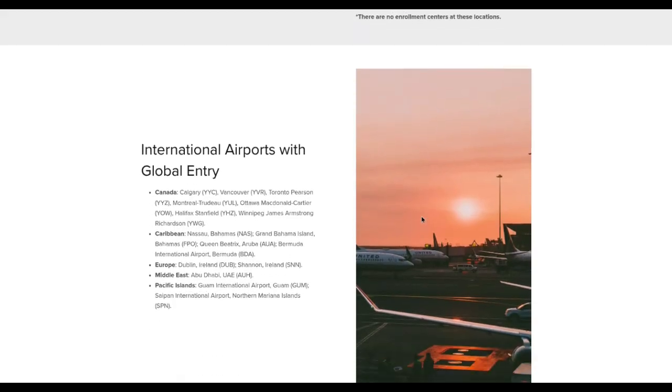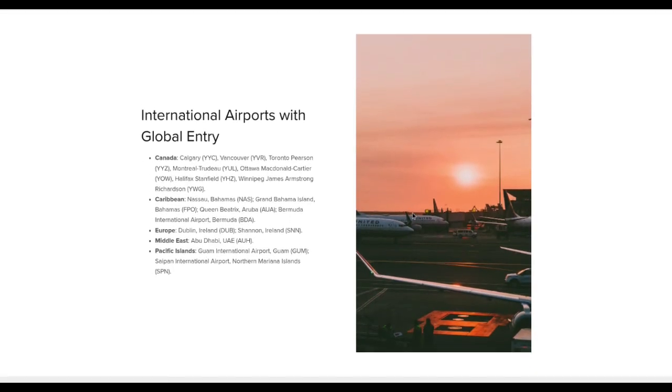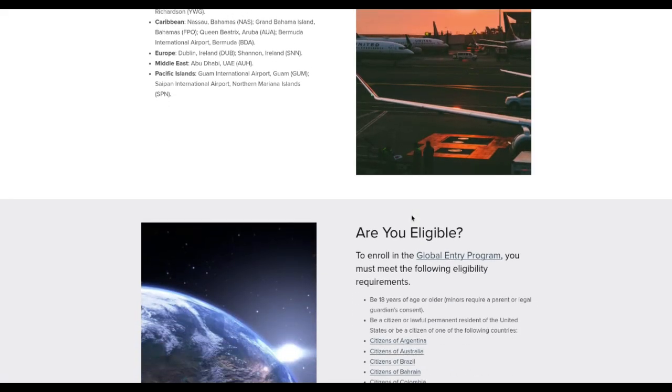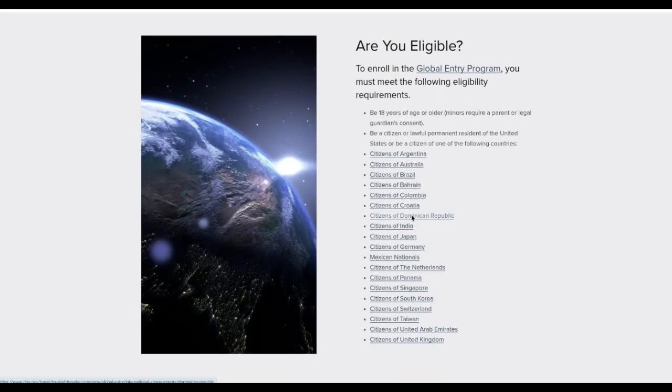Next section is the international airports with Global Entry, and this includes Canada, the Caribbean, Europe, Middle East, and Pacific Islands. Now this section is for if you are either a U.S. citizen or a citizen of a different country, such as Argentina, Australia, Brazil, Bahrain, Colombia, so on and so forth. Now the last country I was in was Colombia, so I'm going to click on that one.